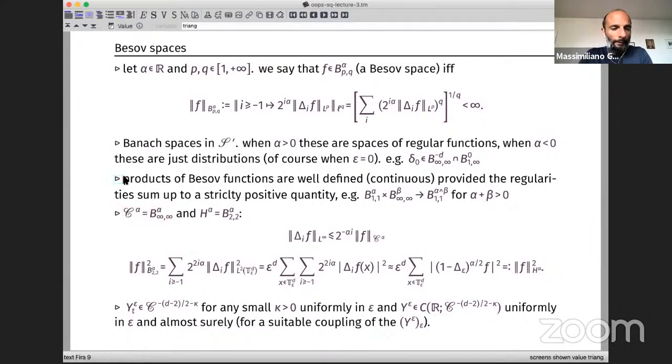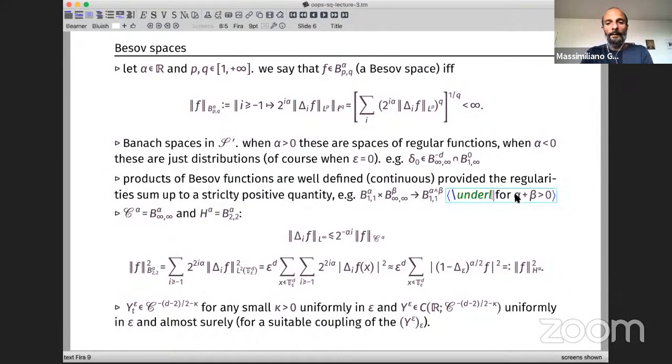And then the last thing I want to mention, which I wrote briefly here, is that Besov spaces have a nice nonlinear theory, very easy somehow. When you take the product of Besov functions, it gives you another Besov function, with the summability you expect from Hölder inequalities and the regularity given by the minimum of the regularities, provided the sum of the regularities is positive.